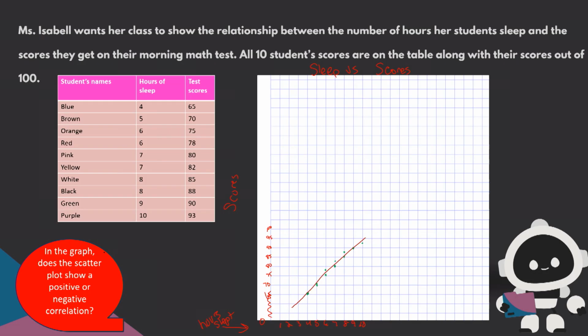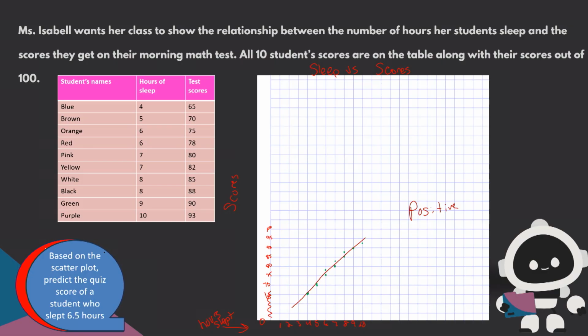In the graph, does the scatter plot show a positive or negative correlation? Well, obviously, I would say it's positive. Why do I say it's positive? Well, the more hours they slept, the more that their scores went up. All right, so let's look at the next one.